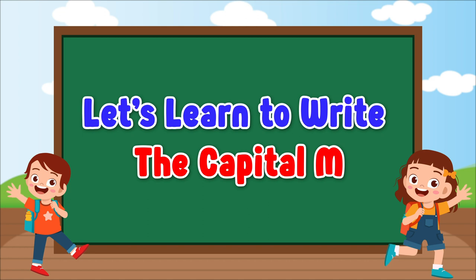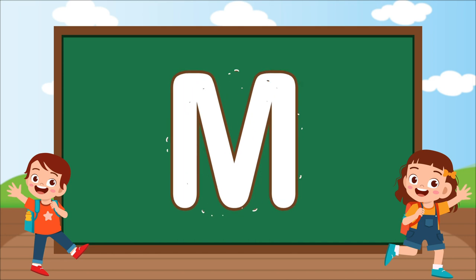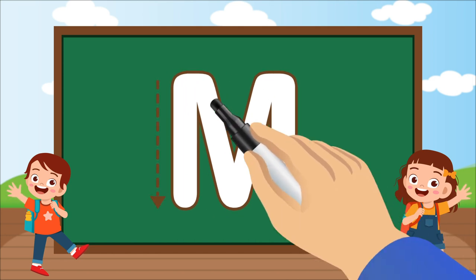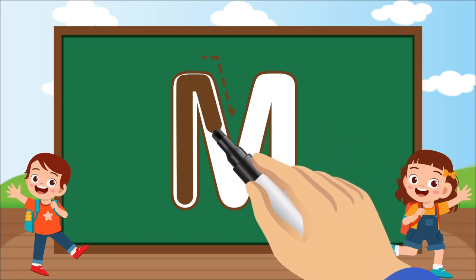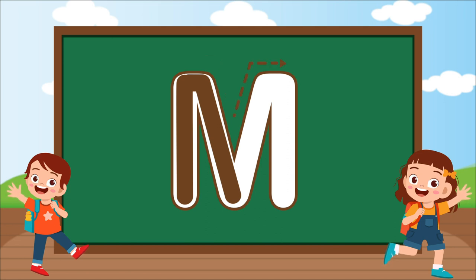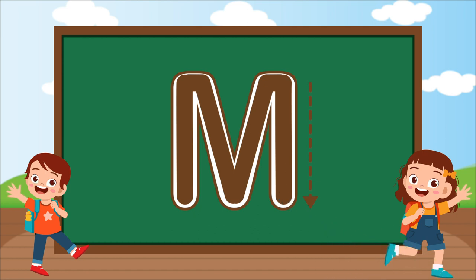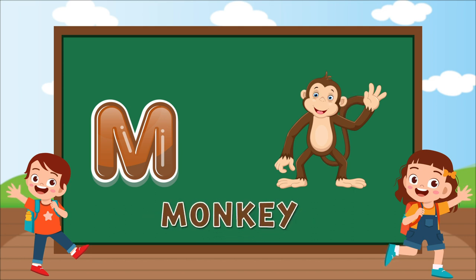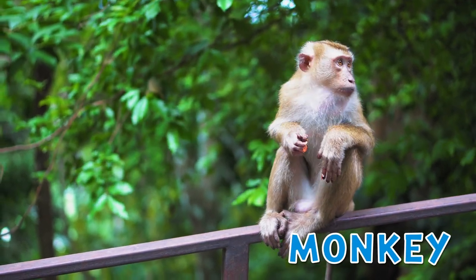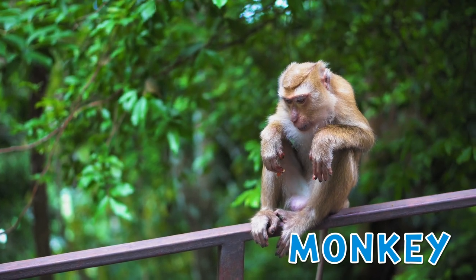Let's learn to write the capital M. First, we will draw a standing line. Then go to the middle and draw a right slanting line downward. And again, go to the middle and draw a slanting line upward. In the end, draw a standing line. M is for monkey. Monkey.